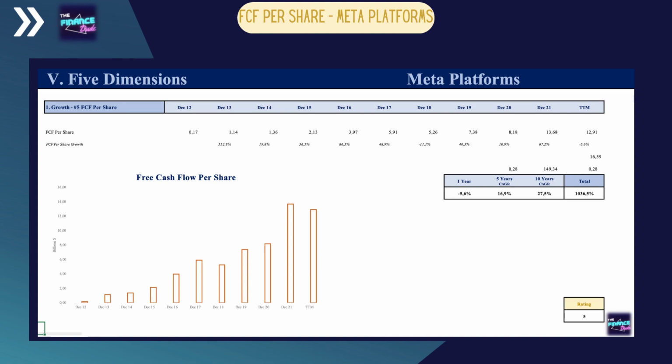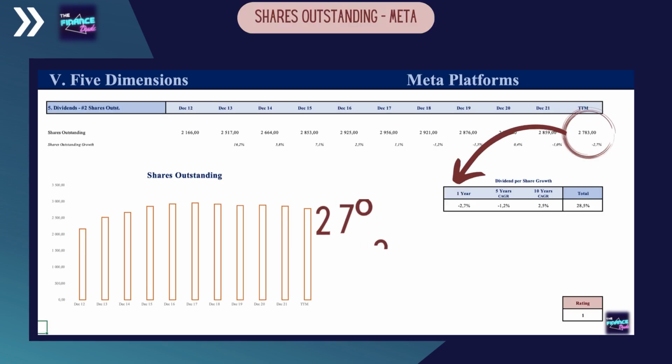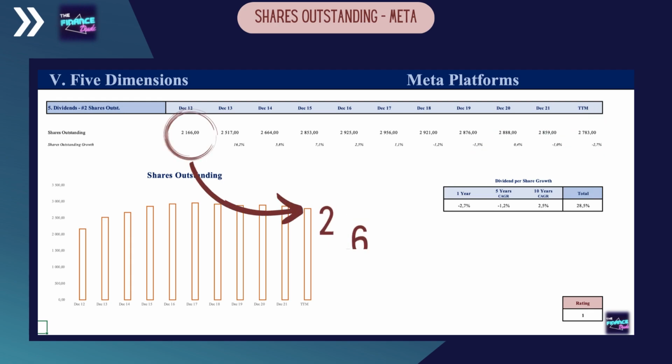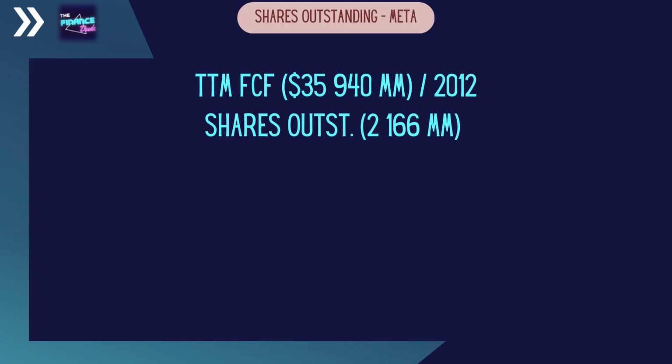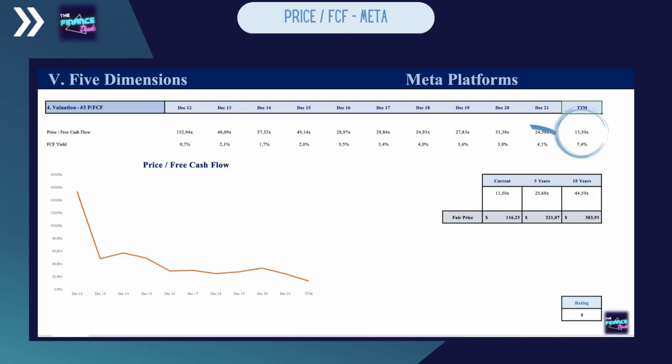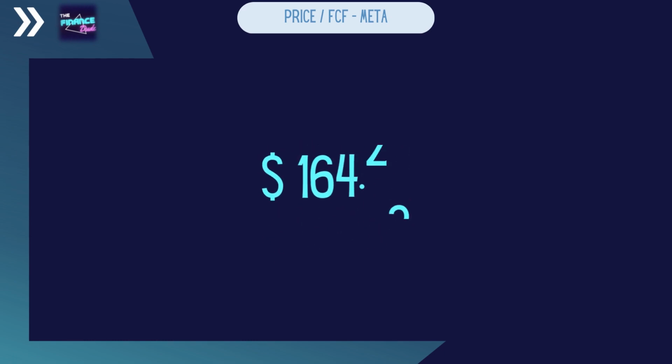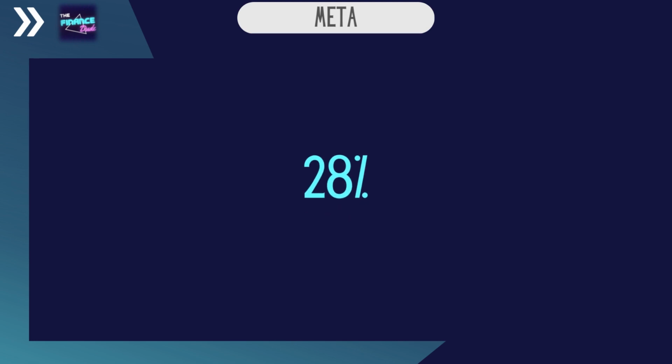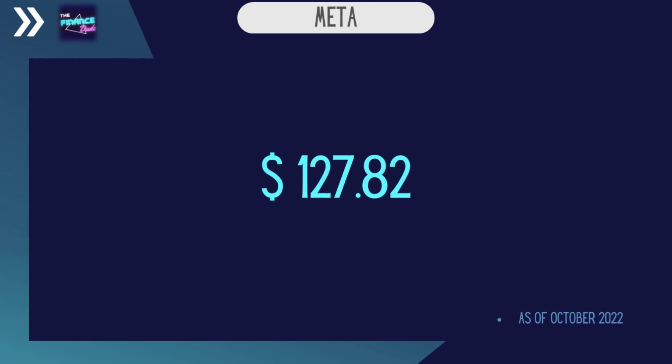Meta Platforms currently has a $12.91 free cash flow per share and 2,783 million shares outstanding. Assuming the company kept the outstanding shares count at the 2012 level, or 2,166 million shares, and doing some calculations, we would get a free cash flow per share of $16.59, which is 28% higher than the actual result. Assuming the current price to free cash flow of 13.52x, this would result in a price per share of $164.23, obviously 28% more than the current price of the company, $127.82.